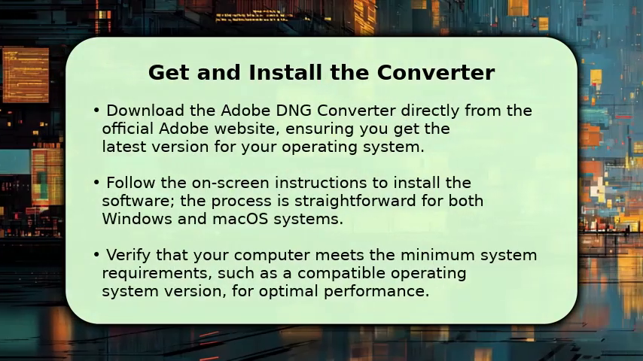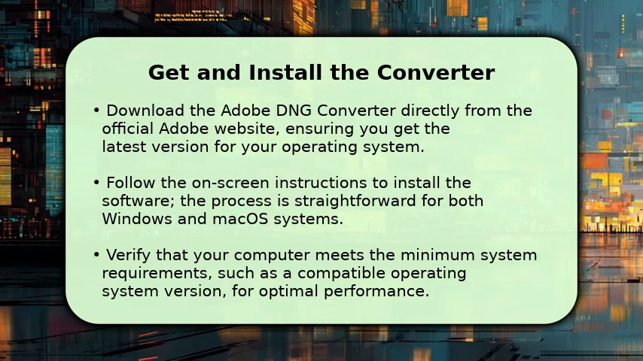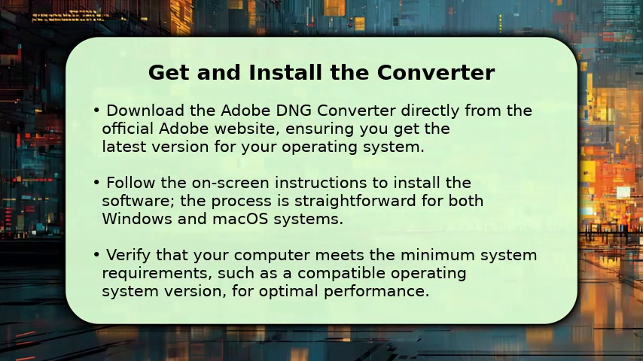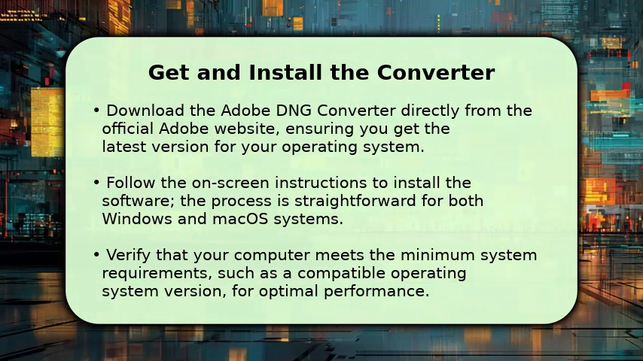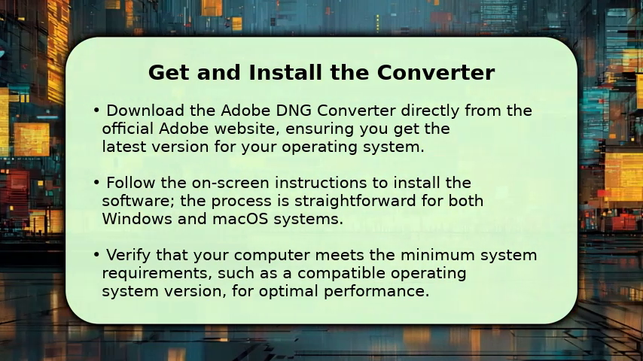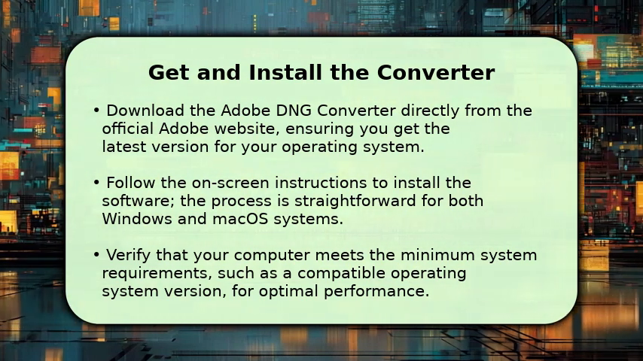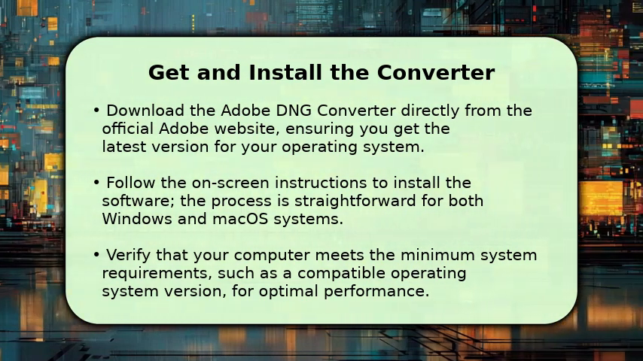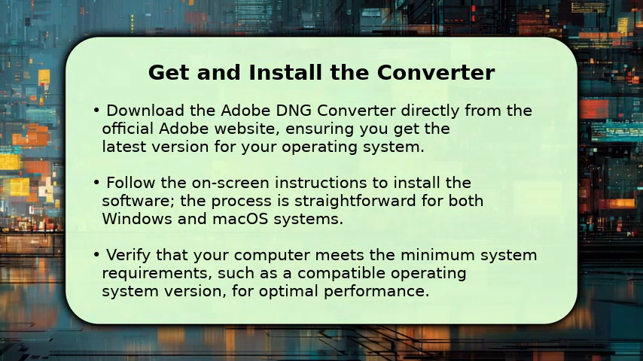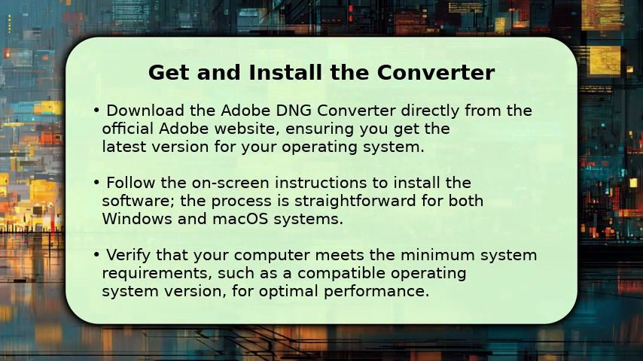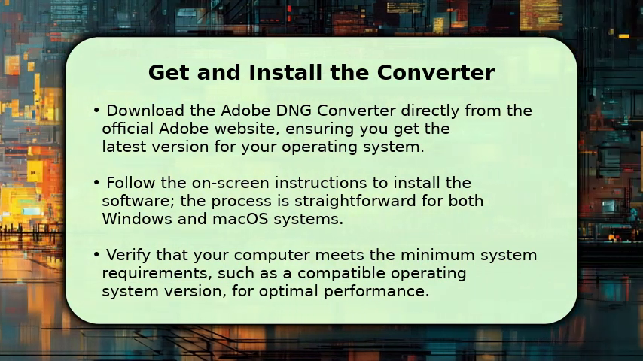To begin, you'll need to download the Adobe DNG Converter. Head over to the official Adobe website and locate the Downloads section for this free utility. Once downloaded, the installation process is quite simple. Just run the installer and follow the prompts, whether you're on a Windows PC or a Mac. It usually takes only a few minutes to complete, and then you'll be ready to start converting your RAW files.